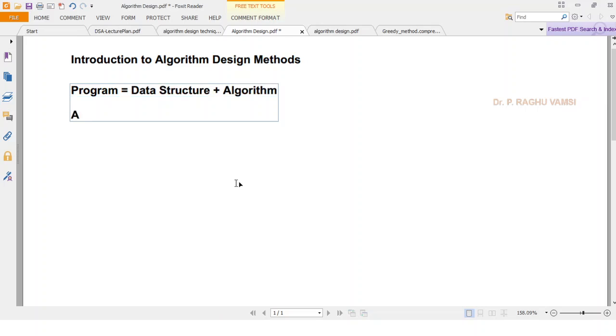So an algorithm is a step-by-step method of solving a problem. In the process of solving a problem, the data structures help us in maintaining the data for ready usage by the program. So that is what the data structure is. And algorithm means the method or the procedure that we use for solving a problem. Whenever you combine this data structure and algorithm, then it is said to be a program.